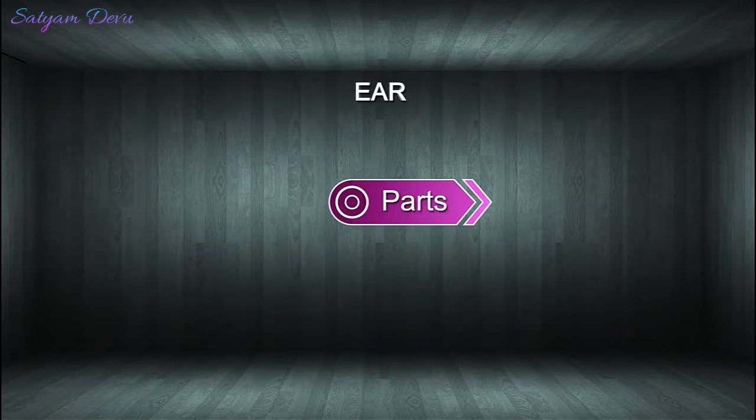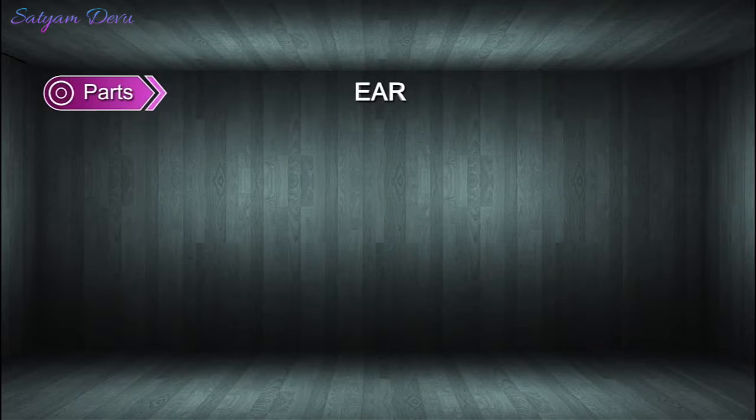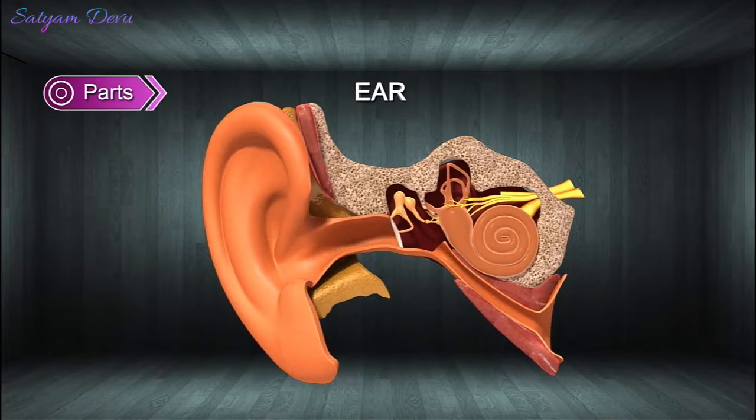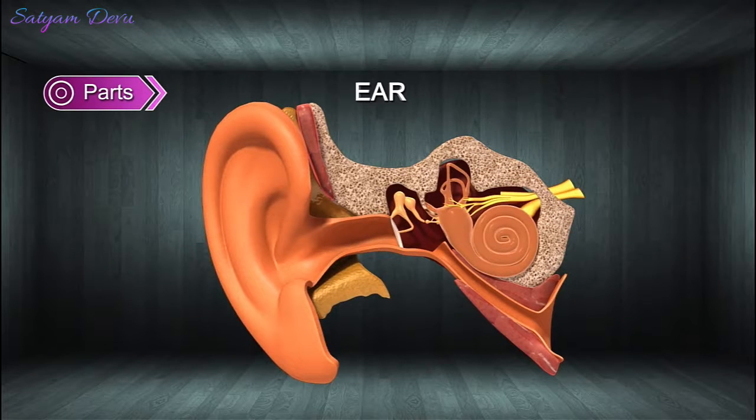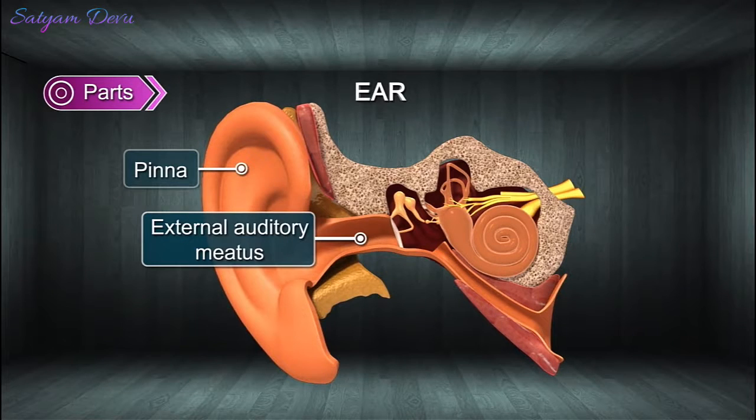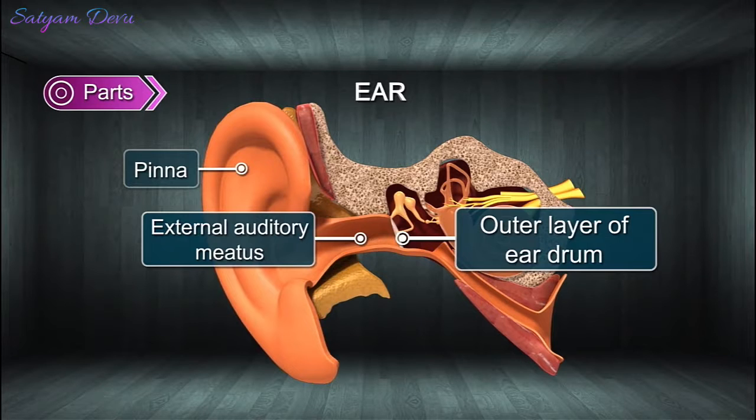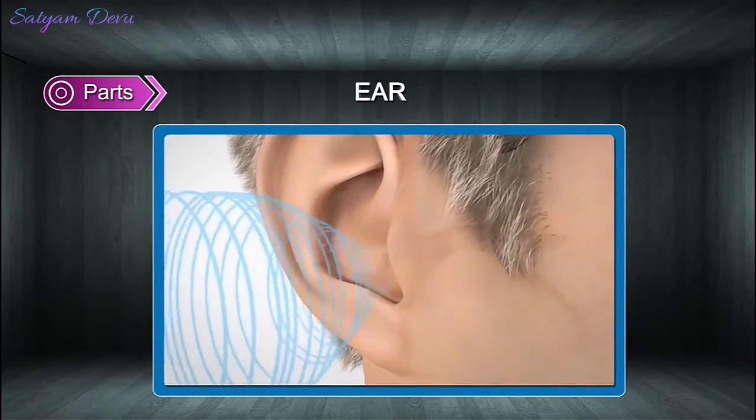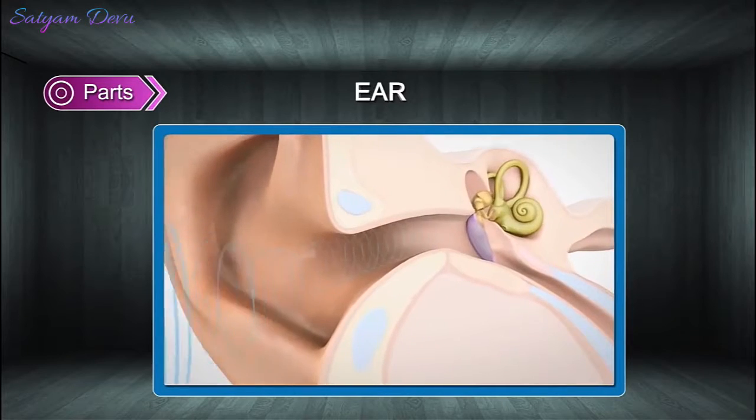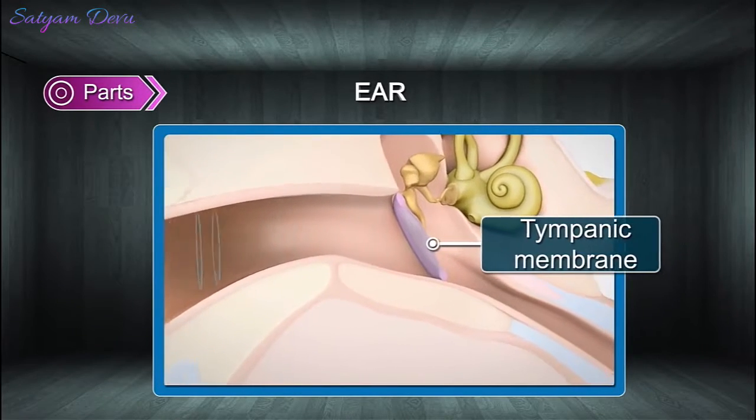First, let us learn the different parts of ear. The structure of ear can be divided into three parts. They are outer ear, middle ear, and inner ear. The outer ear includes pinna, external auditory meatus, and outer layer of the eardrum, which is also known as tympanic membrane. The middle ear is an air-filled cavity behind the tympanic membrane.